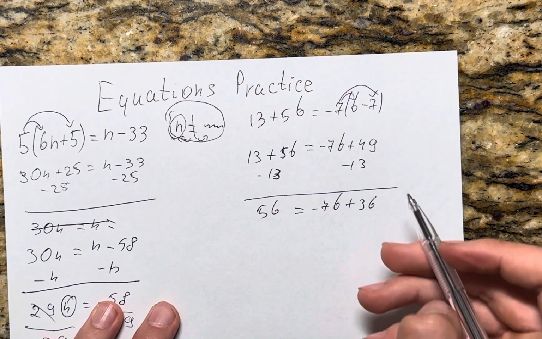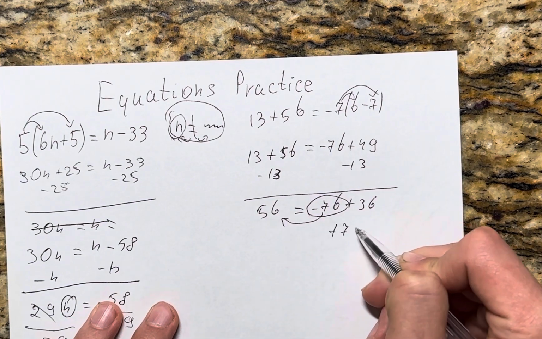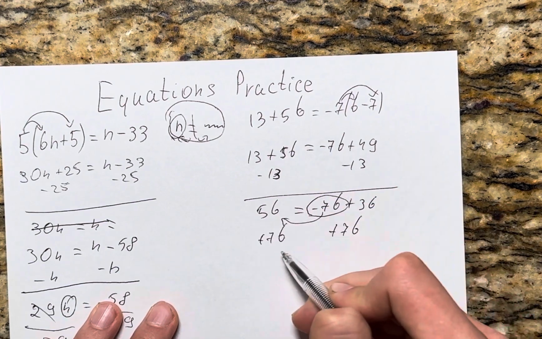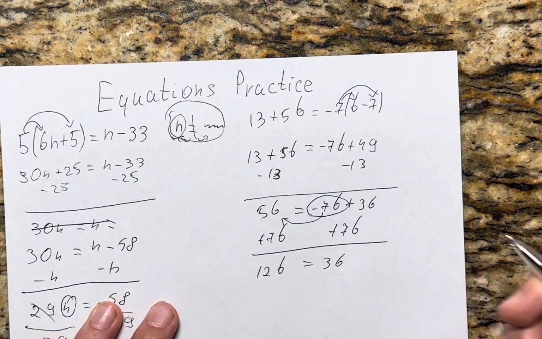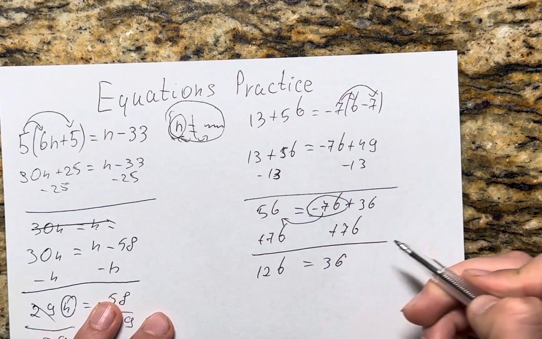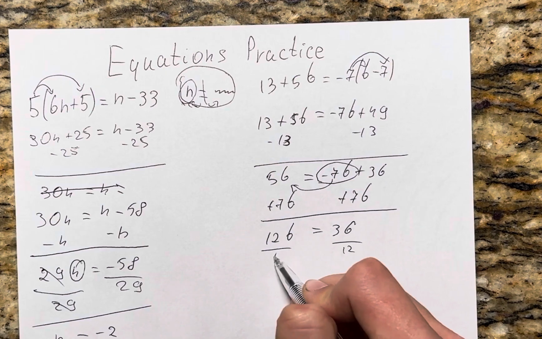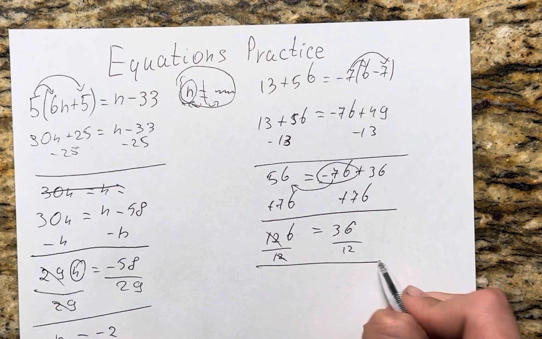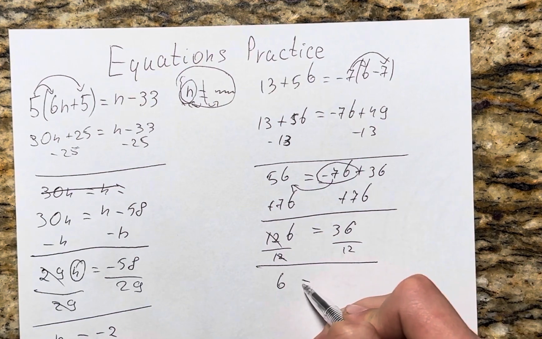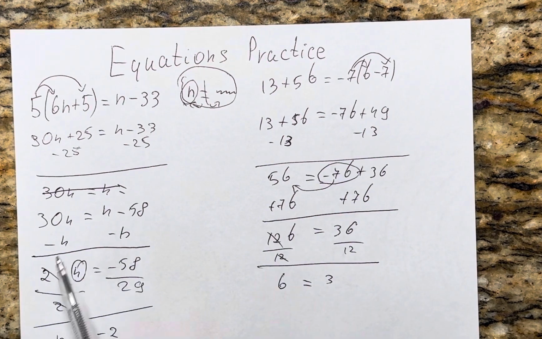Now we can move this negative 7b to this side by adding 7b to both sides. We'll get 12b equals 36. Now I'll divide each side by 12, to leave the variable by itself. What I'll get is b equals 3. That's the answer. You see, these problems are similar.